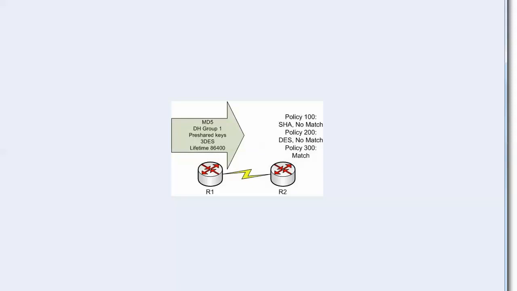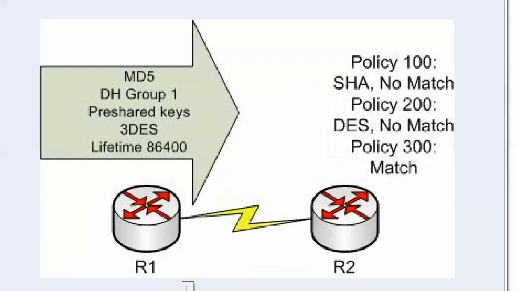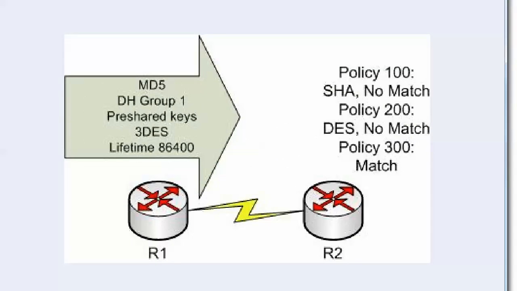And let me multiply that size. Okay. Now, we've got router 1 sending a policy to router 2: MD5, Diffie-Hellman group 1, pre-shared keys, 3DES, and a lifetime of 86,400. Well, router 2 would simply start going through its policies, lowest number first. Well, if policy 100 is calling for SHA, and over here we use an MD5 in the inbound policy, that's not going to be a match.